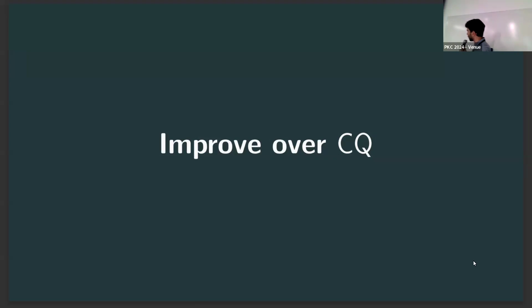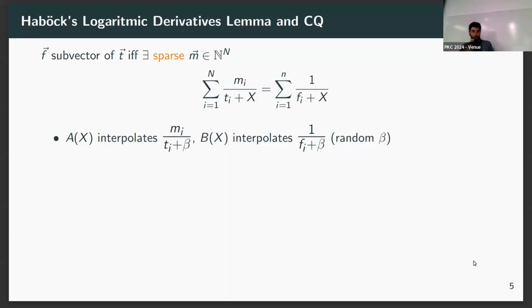Okay, first bit. If you want to understand CQ, CQ starts from this logarithmic derivative lemma, and this lemma says the following: if you have f that is a subvector of D, this holds if and only if there exists a sparse matrix M such that the rational function on the left is equal to the rational function on the right. As you can see, the rational function on the left is a sum over i from 1 to capital N. So it's definitely not independent of the size of the big table, but the fact that M is sparse means that many of these items are going to be zero.